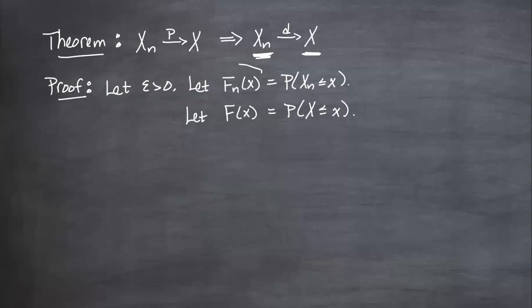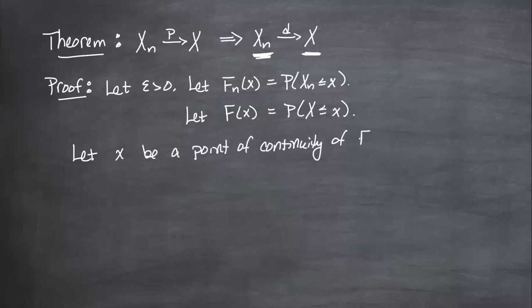I want to show that the limit of these functions approaches this function, but it doesn't have to be true everywhere. It only has to be true at points of continuity of this limiting CDF. So let's grab one of those. I'm going to let x be a point of continuity of the CDF F(x). We want to show convergence in distribution for the sequence X_n, so let's consider that CDF for X_n. This, of course, is the probability that X_n is less than or equal to x.